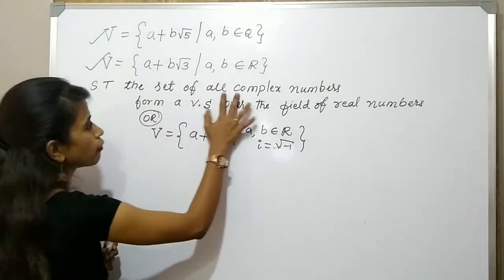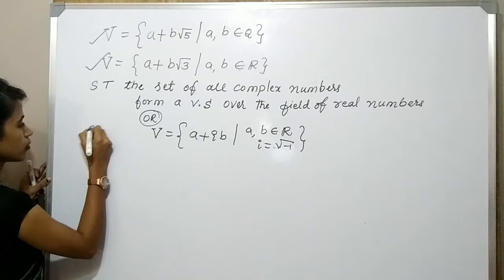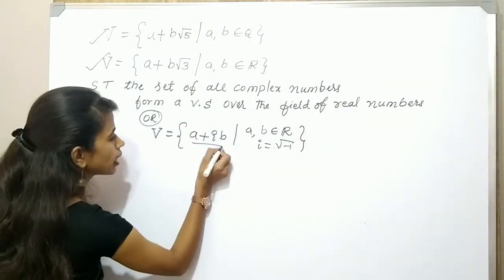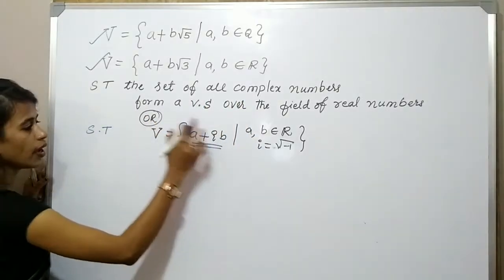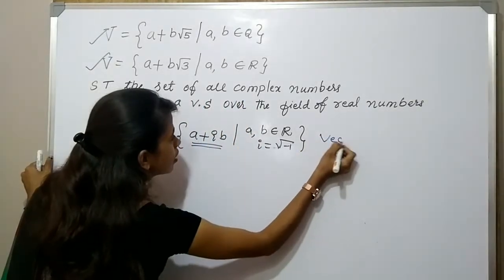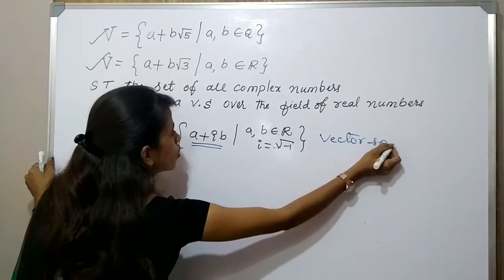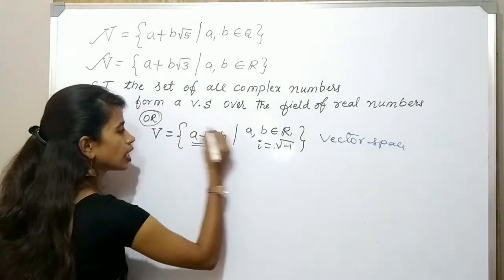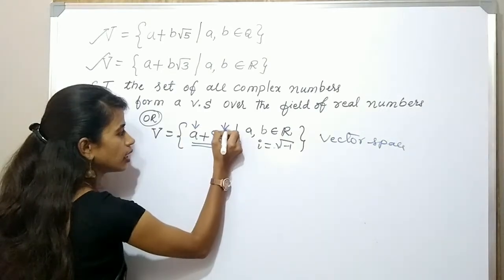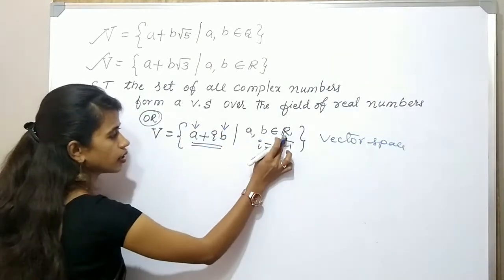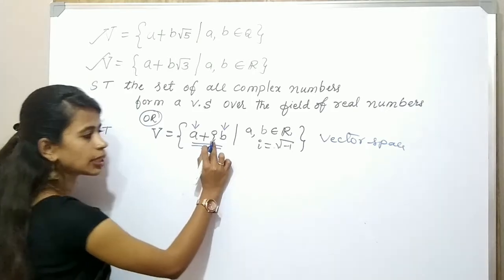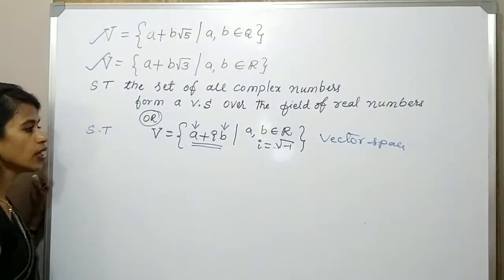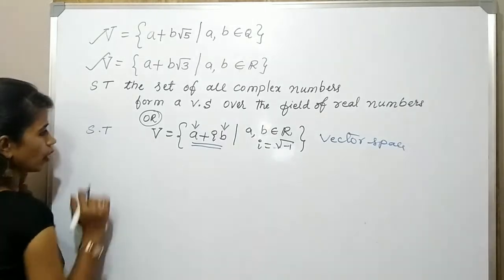Show that the set of complex numbers a plus ib forms a vector space. Show that this is a vector space over the field of real numbers. Over the field of real numbers means this a and b are in the set of real numbers, where i is nothing but the imaginary unit, that is, its value is root of minus 1. So we show that this set is a vector space.